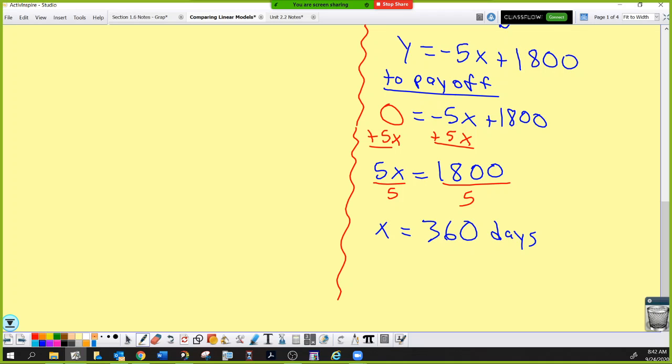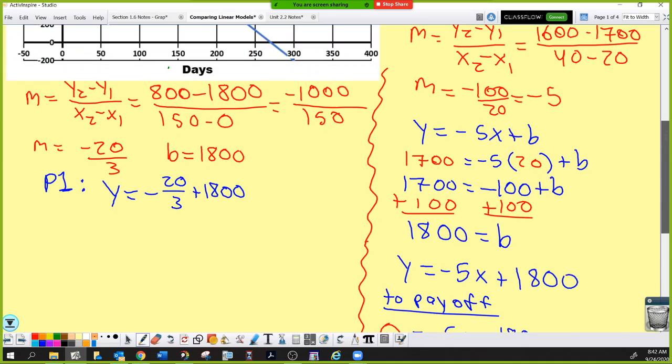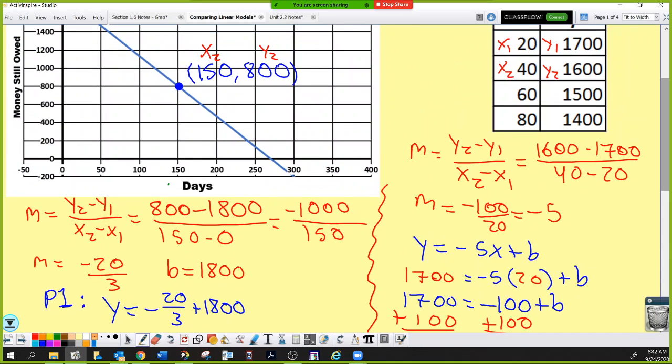Hey, look, check it out. Person 1, you had a graph. You can't see exactly how many days it took them to pay it off, but you can see 0 debt happens between 250 and 300 days. So even then, see, that's less common sense, more mathematics, proves to you that, yeah, person 1's going to pay it off faster because they took way less than 360 days to pay off.